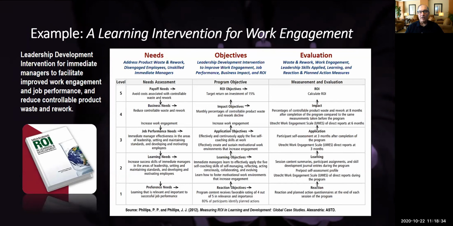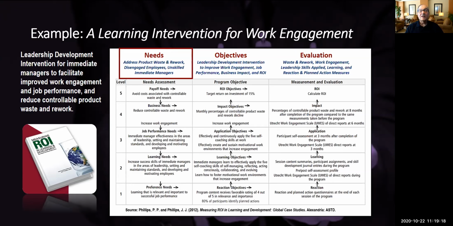Okay, so you get an example, and just for familiarity, I'm going to use the same example that you had this week in your case study, a learning intervention for work engagement. Makes it a little easier for us. So in front of all of that, when you look at the chain of impact and the business alignment, this is the one that was used for that project. Leadership development intervention for immediate managers to facilitate improved work engagement and job performance and reduce controllable product waste and rework. I always like to keep the target out in front of me, sort of a purpose statement, if you will. Not a bad thing to do while you're developing this. So 3 categories.